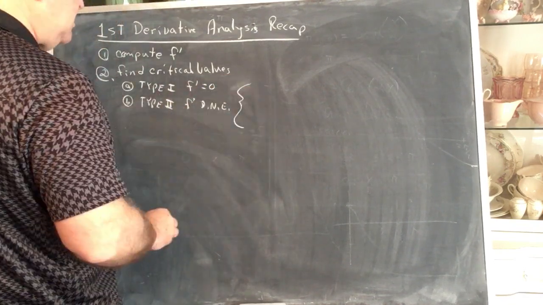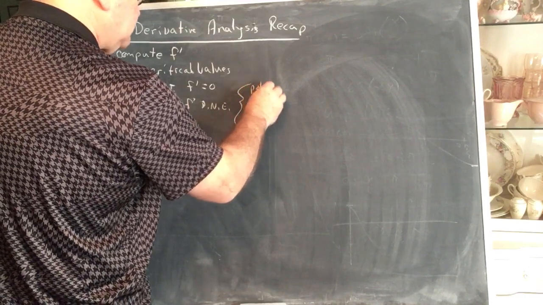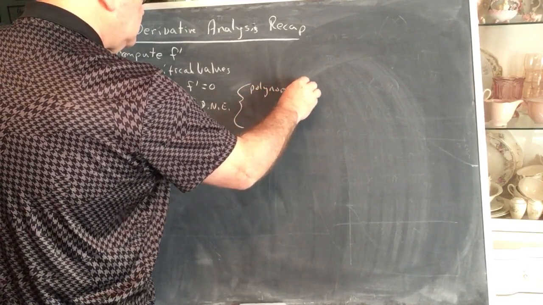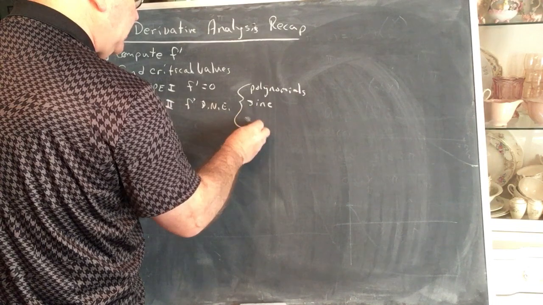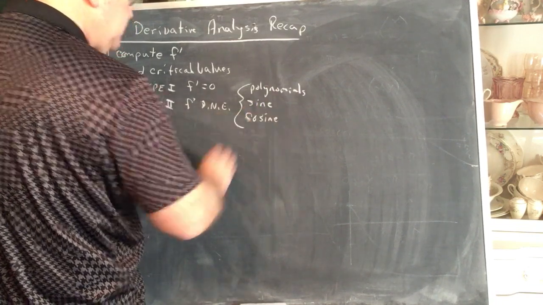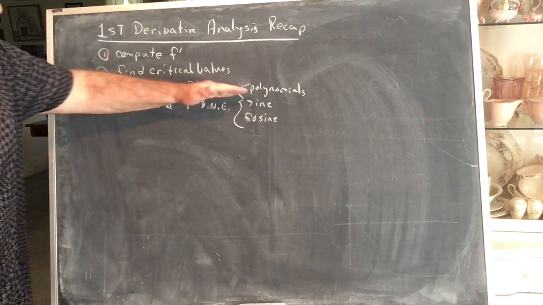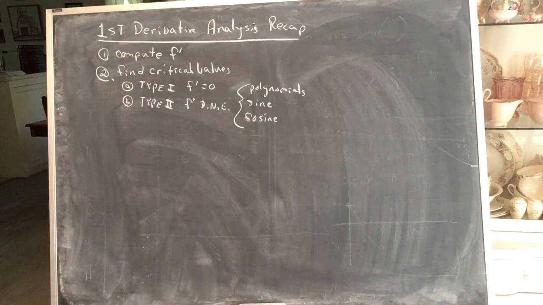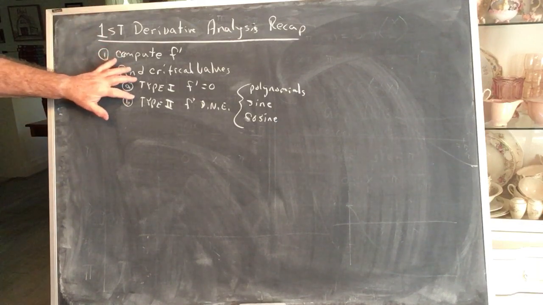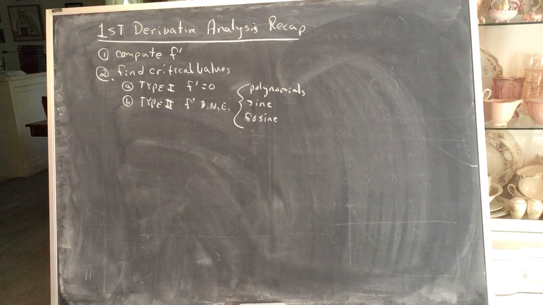There will not be any type 2 critical values for polynomials, for any function involving only sine, and for any function involving only cosine. So if the function is polynomial, a sine function, a cosine function, or any combination of those three, then you know at the start that there are no type 2 critical values. Any other function, you would need to check to try to find the type 2 critical values. Now, there's no guarantee for any given function that either of these are going to exist, but you need to be able to account for them and search to find them if they do exist.